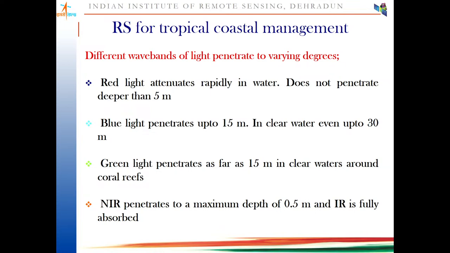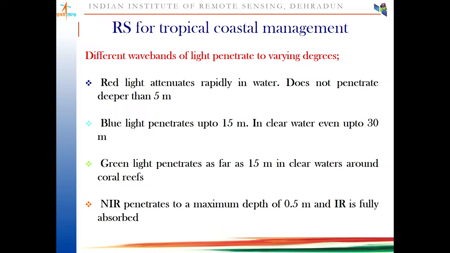Whatever the bands in remote sensing, we have blue, green, red, NIR, SWIR, TIR. All bands have different capability to penetrate the water. Red light attenuates rapidly in the water. It is absorbed very fast and doesn't penetrate deeper than 5 meters. So using red light, you cannot get any information beyond 5 meters.